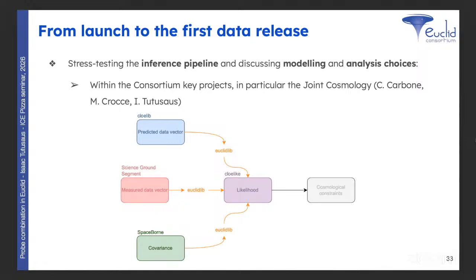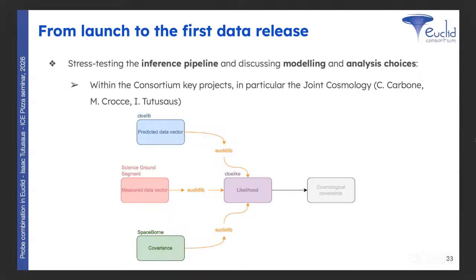So for the data vector, we rely on a code called CloyLeap that we are developing. I'll say a few more words about this in a moment. Now, for the data vector, there is an entire infrastructure pipeline. There's a huge pipeline in the consortium, which is called the science ground segment, where they take the raw data coming from the satellite and they do all the processing until the measurement of the observables that we're interested in.